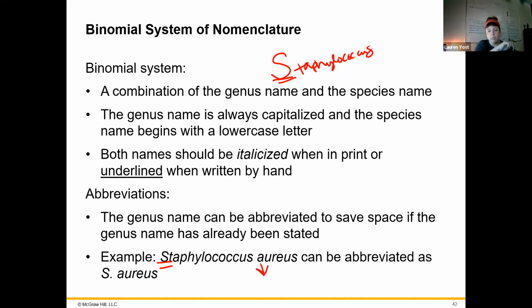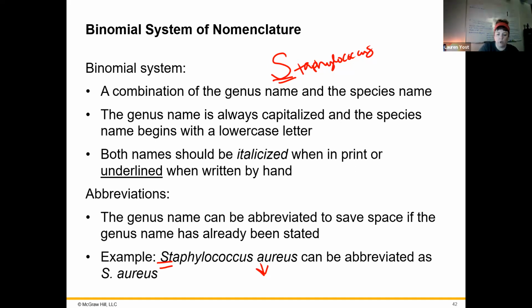Together, written out, the first one is always capitalized. It's not just because it's the beginning of a sentence or something. Always capitalized, formal. And then the second word is not. And then you italicize everything if you're typing it. Okay. This can cost you points on stuff later on. So do remember that. You're going to see it so often that it's going to become second nature to you. So FYI.